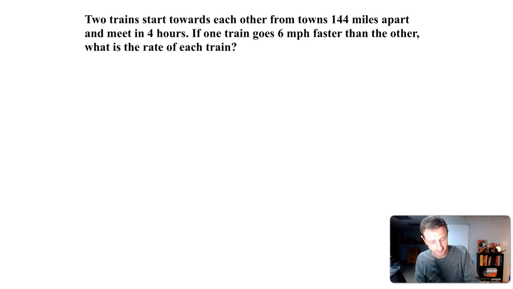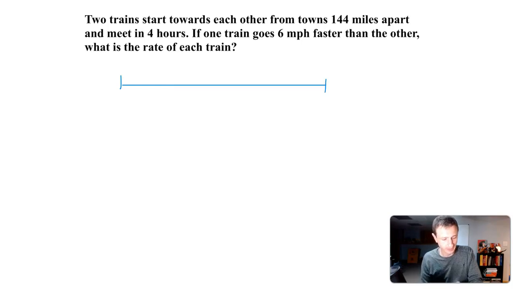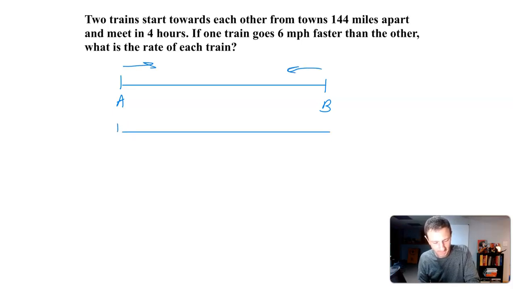So I have two trains, and they start towards each other from towns 144 miles apart. That's important to understand, that we have town A and town B over here, and they're heading towards each other, and the towns are 144 miles apart. So it's really important to understand that number. All right, so we have these trains coming together, and they're going to meet at some point, just call it right there. At this point, they meet in 4 hours.